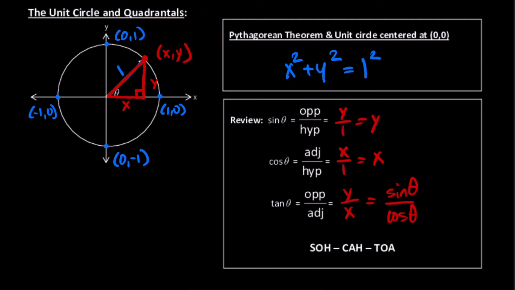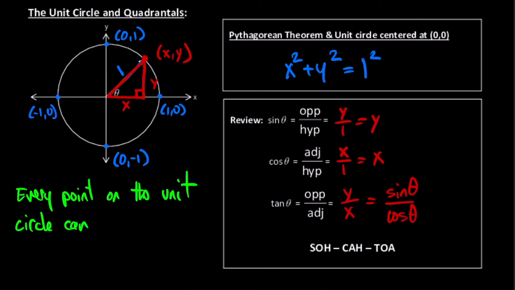Which means, and this is super important, so I'll use green, every point on the unit circle can be expressed as cosine theta comma sine theta.